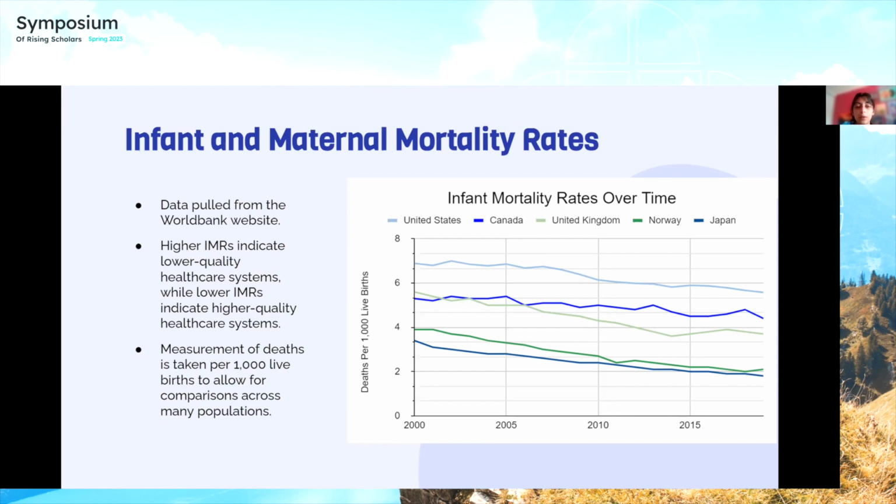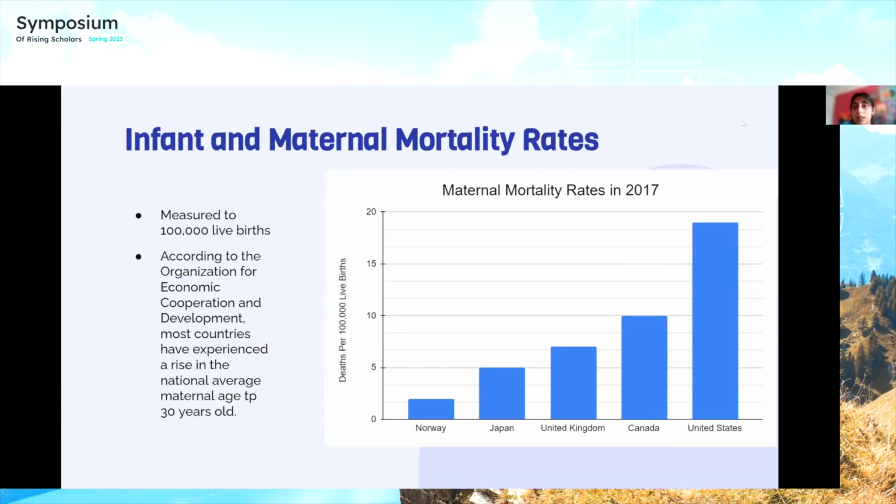For this graph, I created it using Google Sheets, and this is basically per 1,000 live births. Just because of population differences, it had to be proportional. So as we can see, the United States has higher infant mortality rates compared to the other ones, and they're labeled at the top.